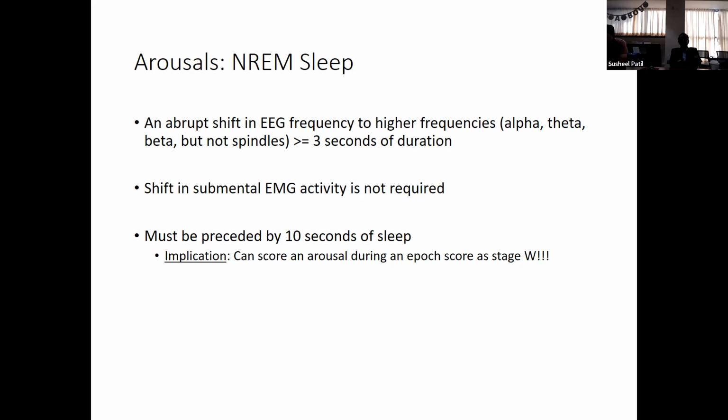One other point with that first line, the abrupt shift in EEG frequency to higher frequencies: the human eye is drawn to changes. We establish a background in our mind and we see changes very immediately. So one common error when you're beginning is you might see a sudden delta, for instance, or a slow wave of some type, and think that's an arousal. That does not necessarily mean it's an arousal. You really need to look for a shift to a faster frequency.